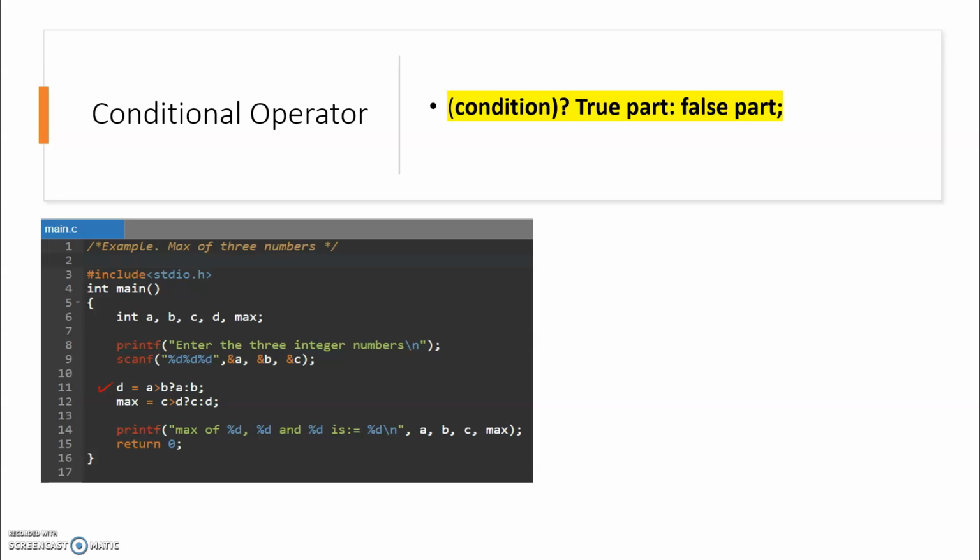Then I am checking the greater between A and B. So A is greater than B. If this is true, then A will be greater. If A is greater than B is true, then A will get printed. Otherwise, B will get printed.